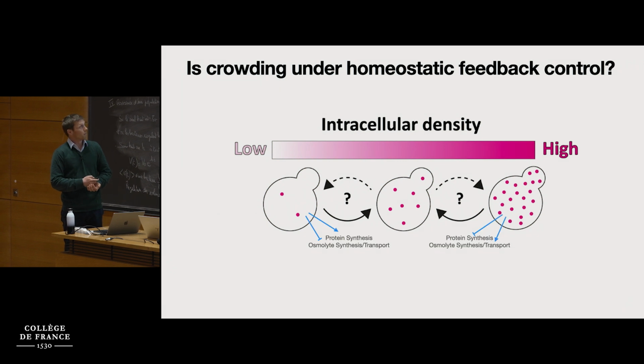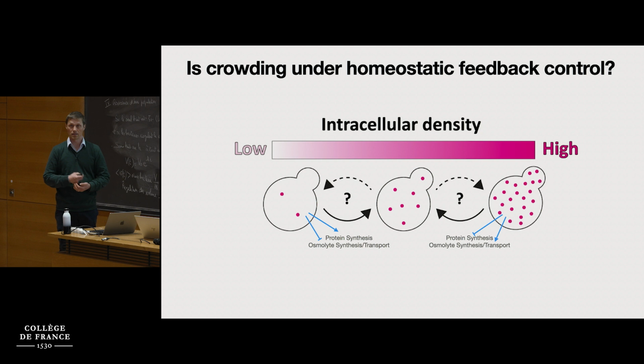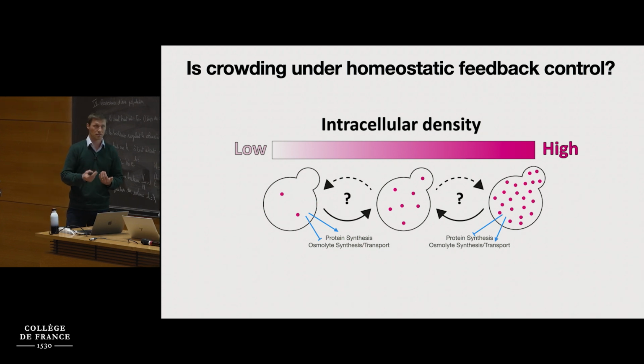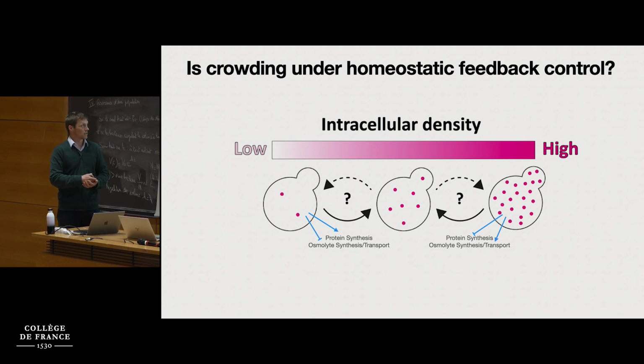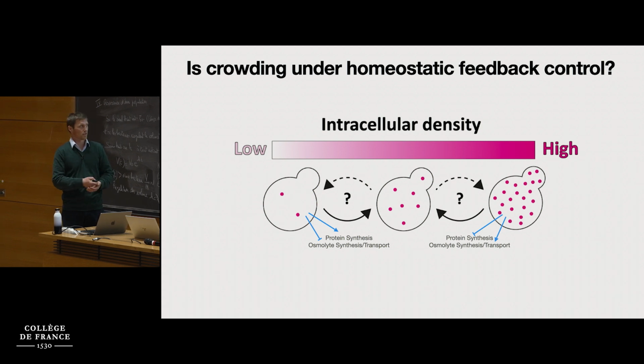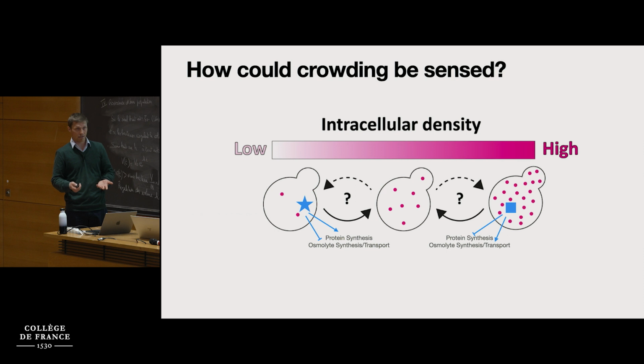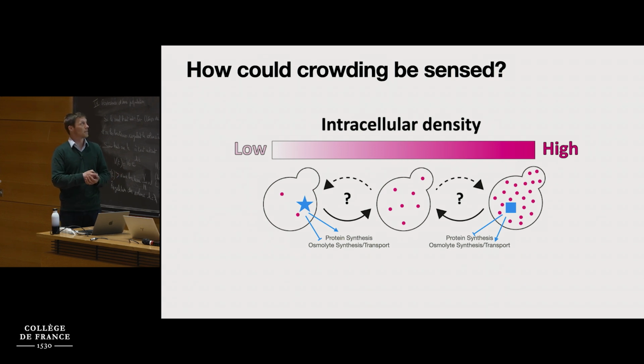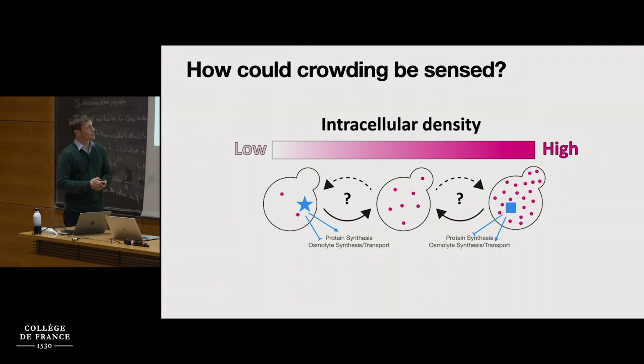And so how could this work? Well, we know that the two ways we can alter the density are either by modulating the rate of protein synthesis or by directly modulating osmolytes, so either synthesis or transport of osmolytes. If we think about homeostatic control, maybe cells that are not dense enough, that are too diluted, could boost protein synthesis and block osmolyte accumulation, and vice versa. And so if we're looking for crowding sensors, we might look for proteins that change their activity based on the crowding, and then they could influence one of these processes, osmolyte homeostasis or protein synthesis.